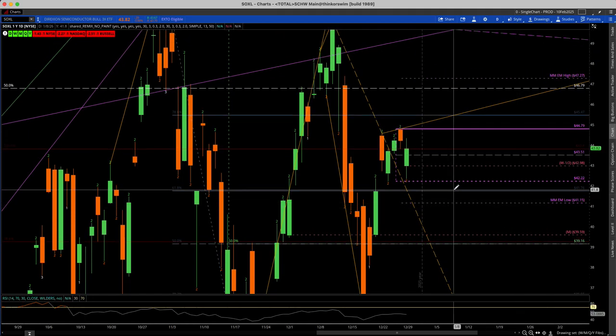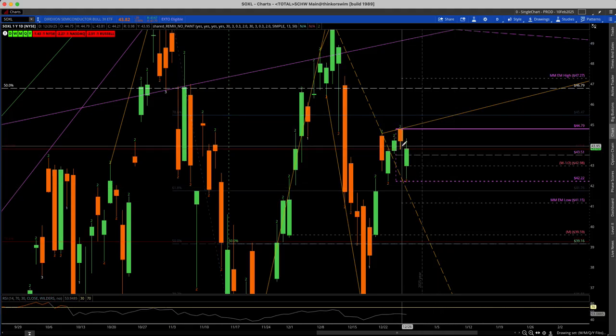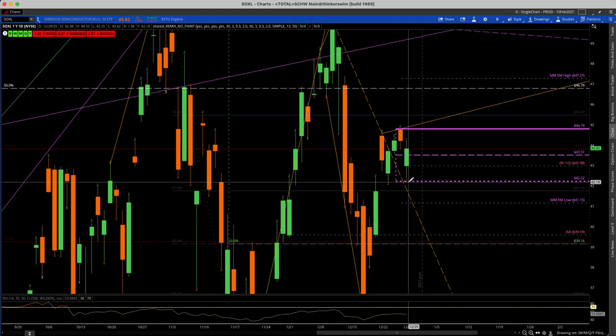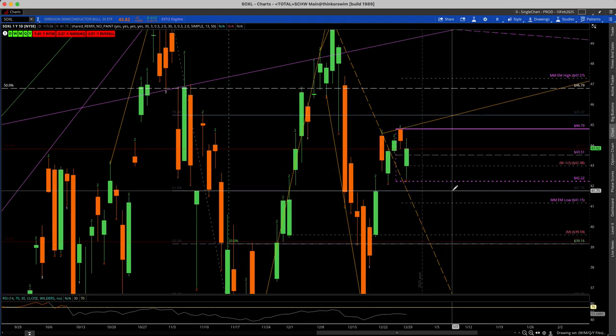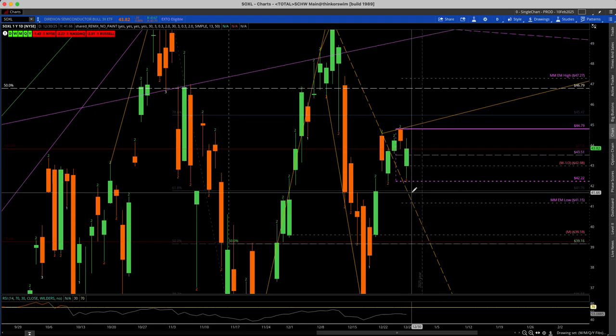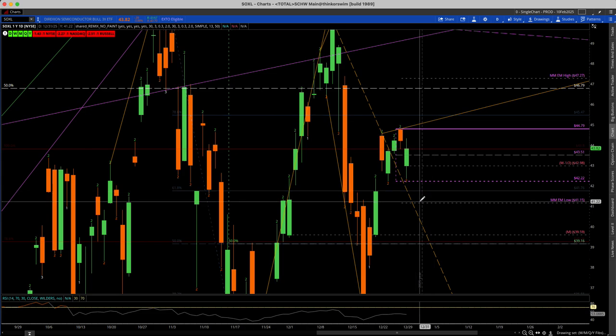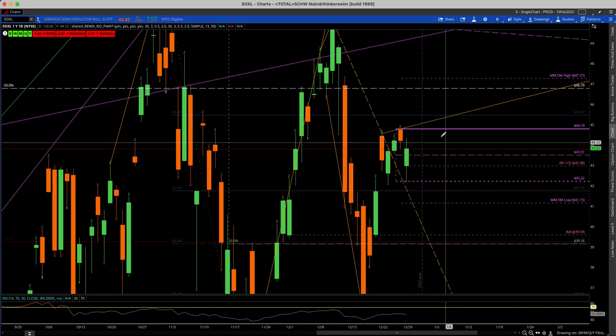But we also do have this 61.8 fib retracement of the November 2025 range here as well. So even if we do poke through last week's low, at least from an intraday perspective, look for a little bit of support, maybe at that 41.76 level, if not the 41.15 level.